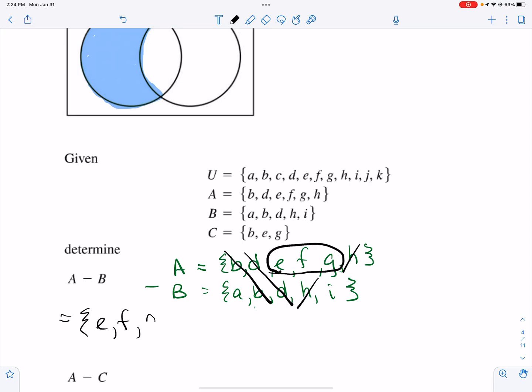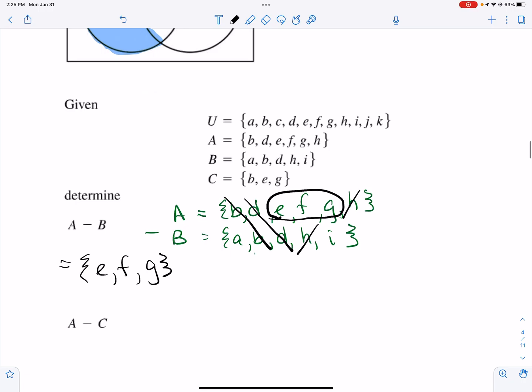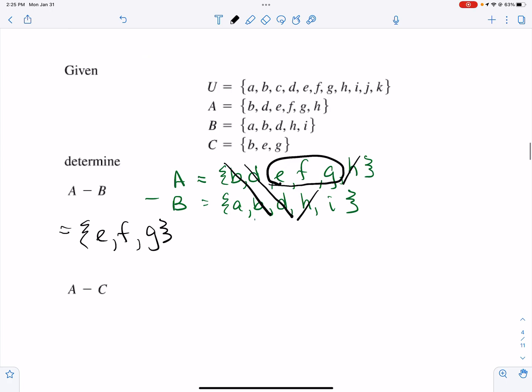E, F, and G. A and I have no effect on it because they're not in A at all. So we can only take out B that is in A. So we're going to do something similar to with C. We're going to take A and we're going to take C out. So again, I like to write A, and you don't have to put the set line if you don't want to.